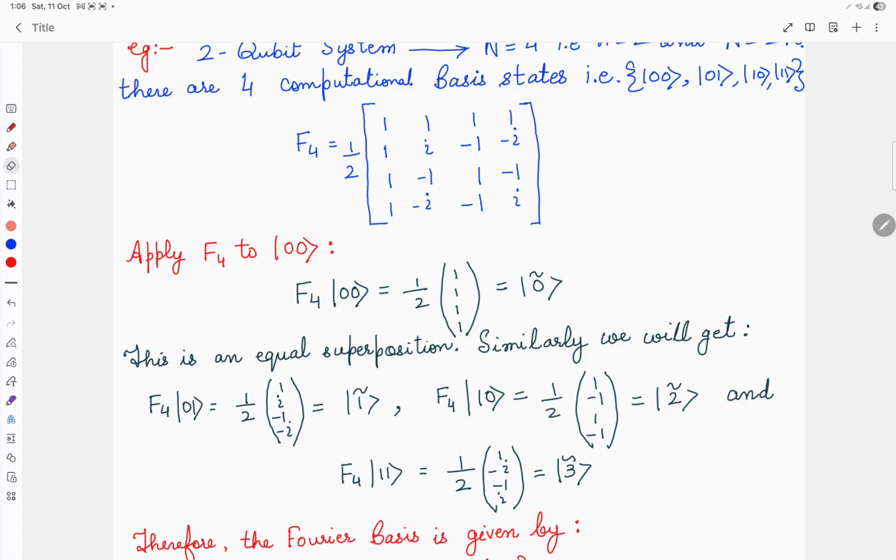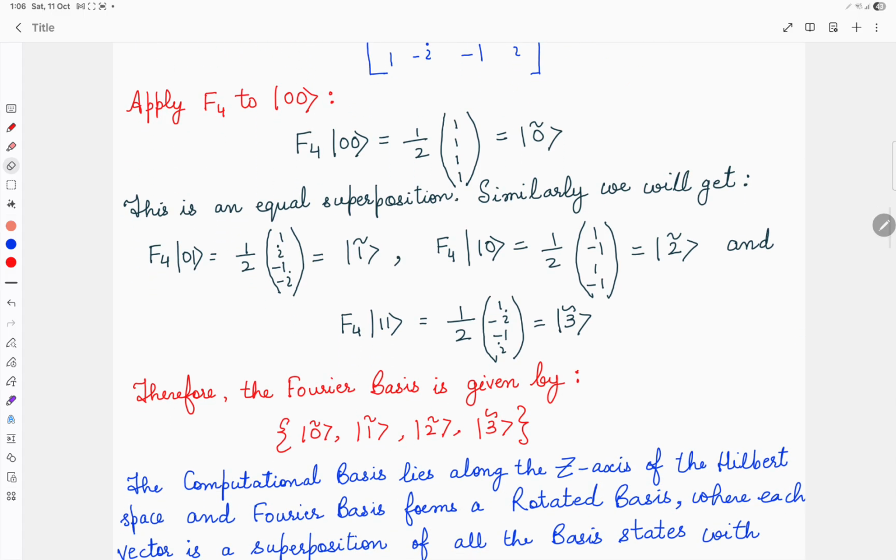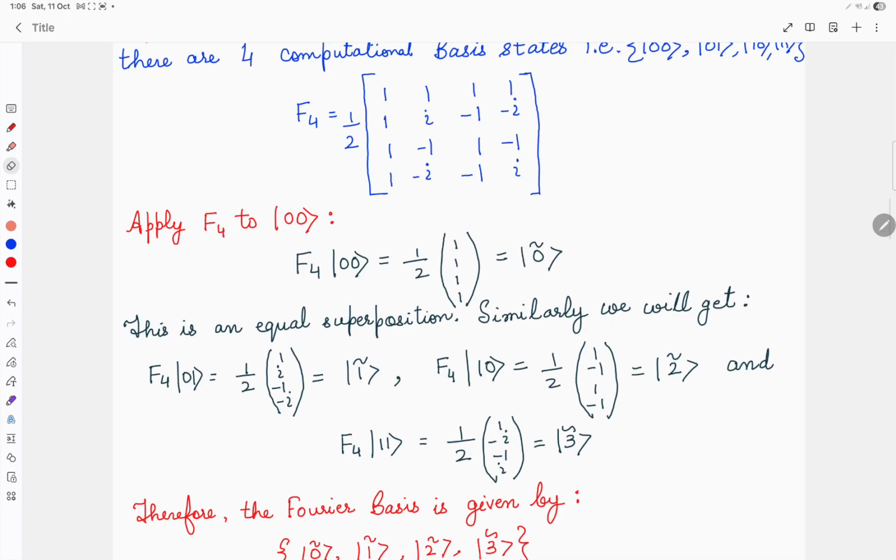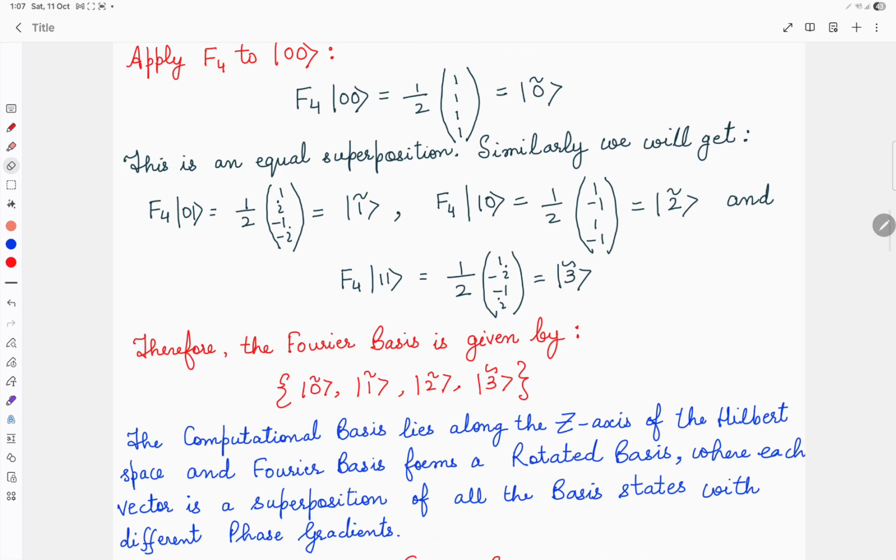So there is a transformation taking place between the computational basis and the Fourier basis using the quantum Fourier transform formula, or the quantum Fourier transform matrix. Similarly, we can get this for ket 01, ket 10 and so on. So we will get the equivalent Fourier basis from the computational basis. Therefore, the Fourier basis is given by ket 0 tilde, ket 1 tilde and so on.